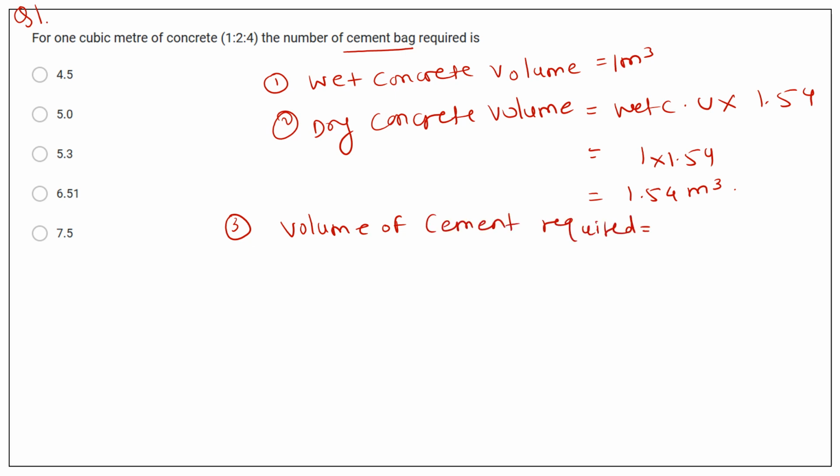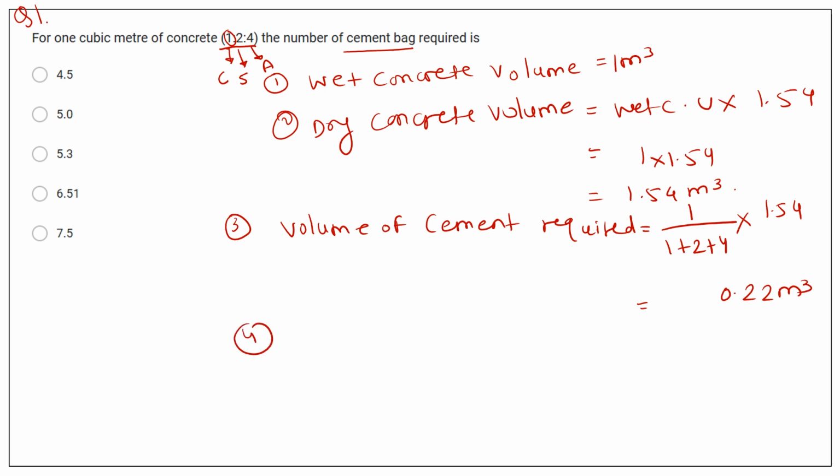So how to calculate the volume of cement required? Here the given ratio is 1:2:4. So 1 is related to cement, second is related to sand, and third is related to aggregate. Okay, so to calculate the volume of cement, first take 1 in the numerator and 1 plus 2 plus 4, the remaining ratio, in the denominator. Then multiply with the dry concrete volume, which is 1.54. So here the volume of cement required is 0.22 meter cube.